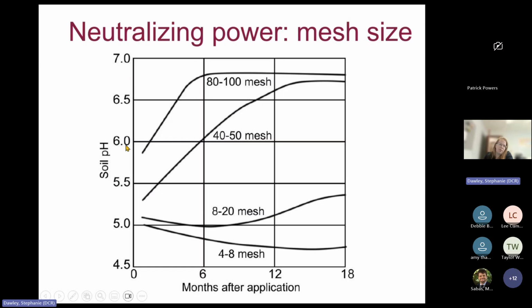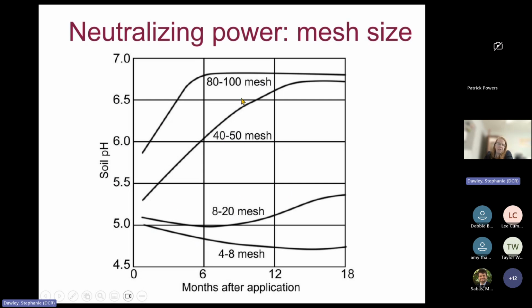So we have our pH running from 4.5 to 7, and then you have your months of application. So 6, 12, and a year and a half. If you have a 4 to 8 mesh after 6 months, you're seeing the pH not really doing a whole lot. It starts here and it'll just go down and kind of plateau further out. If you have 8 to 20 mesh, you're going to see a little dip there. And then at about, I guess it looks like 9 months, you'll start to see the pH rise.